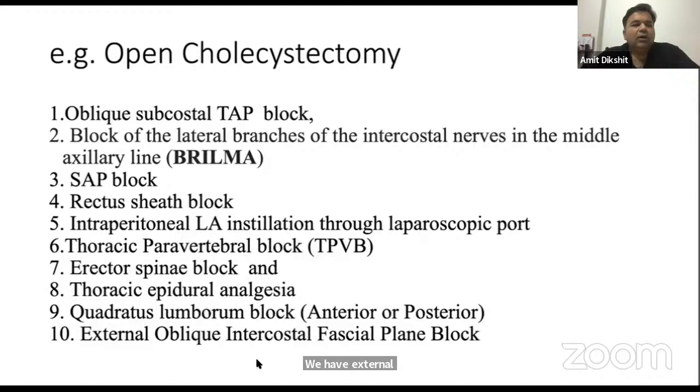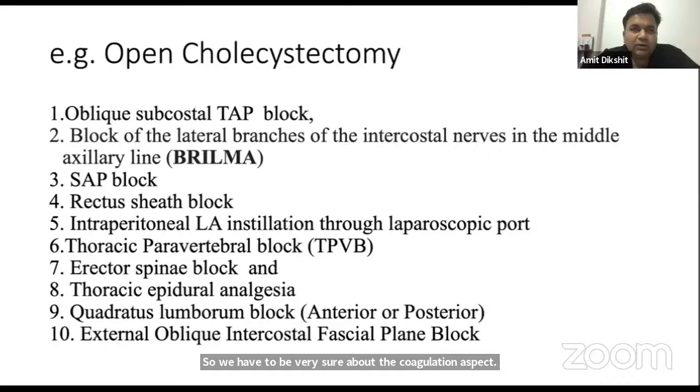So how to choose a block, it depends first on the training. Level one blocks are definitely all those superficial blocks like ESP block and TAP block. QL, especially the anterior and posterior, are deep-seated blocks. So we have to be very sure about the coagulation aspect. A little bit of training is required. They cannot be done without ultrasound. So do not venture with, you know, pop technique or something. I mean, this is my own personal opinion.